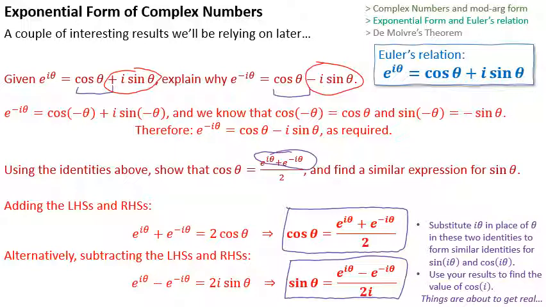If you want a few extra things to try on this, I recommend substituting i theta in instead of theta into these two identities that you've got. See if you can create similar identities for sin of i theta and cos of i theta. Now we've got a way of thinking about e to the i theta. Maybe it'd be nice to think of cos i theta and sin i theta separately and see how those functions behave with purely imaginary inputs. And when you've got your results, you might want to try it out by seeing if you can find the value of cos i.